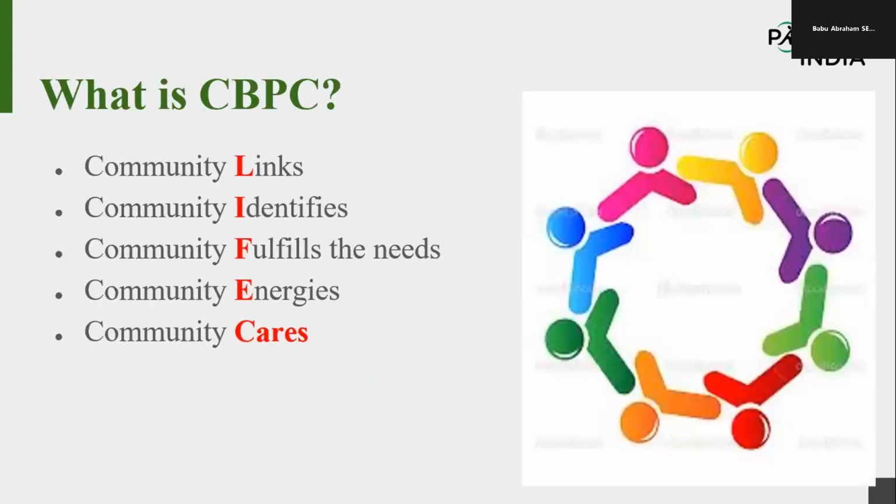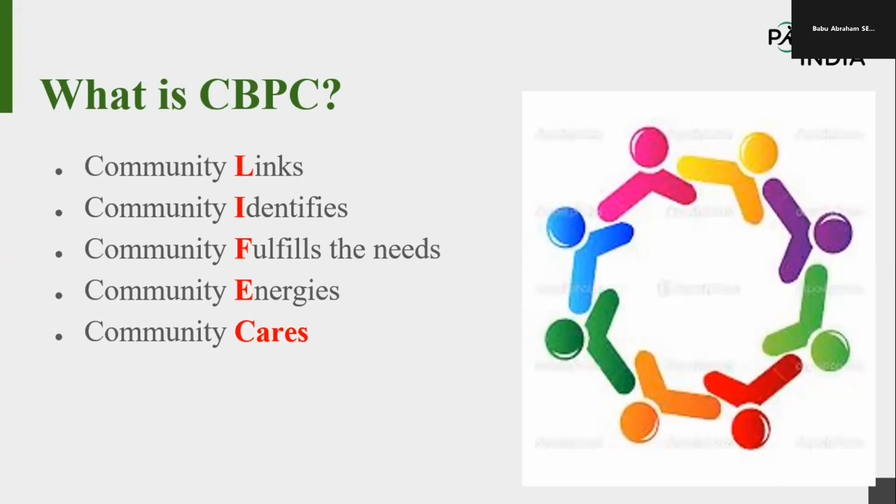Now we are going to see what community-based palliative care is, or the concept of community-based palliative care. Here we can see the community links. That means trained people in that community will link the patients with the care providers. And they will be identifying the needy people in that community, and identifying the needs of those particular people.